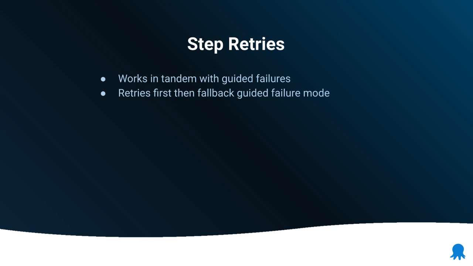It's worth mentioning that step retries work in tandem with guided failures. So if you're used to using guided failures to handle this kind of intermittent failure, the retries will happen first and then fall back to guided failure mode, where you have the option to try the step again if you want. If you try this step again, the retries will kick in. So your guided failure will effectively do 3 retries instead of 1.